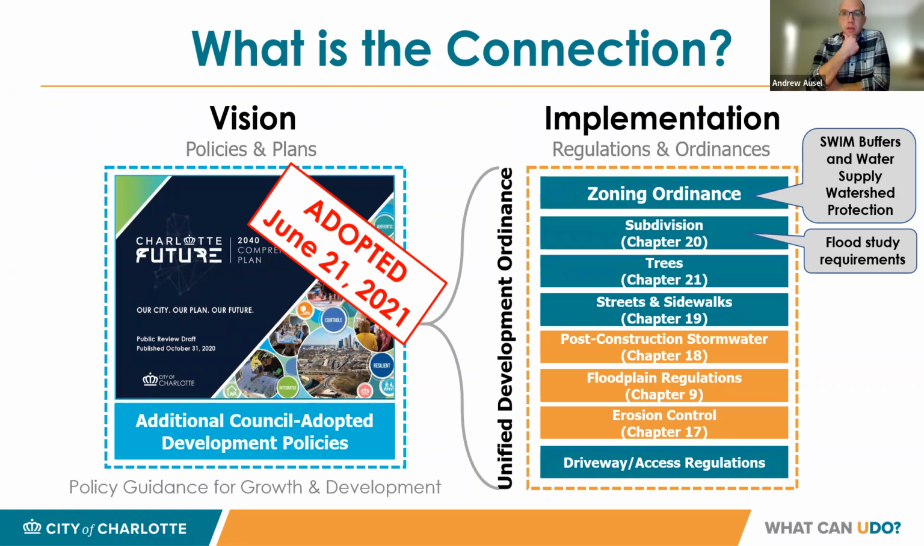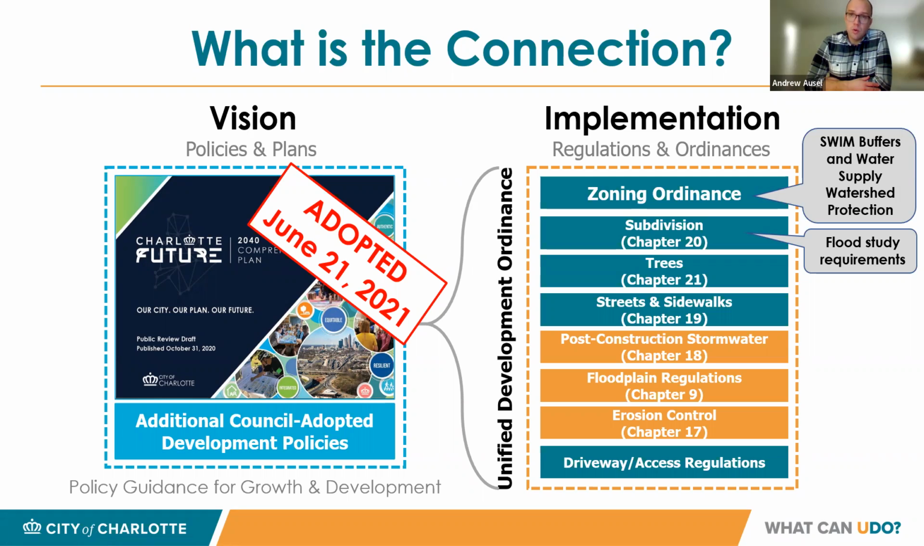In terms of how we're coming up with these standards, it's important to note that everything included in the UDO is in some form following city council adopted policy. One of those main policies was adopted in June of 2021. The Charlotte Future 2040 Comprehensive Plan has all of the policy guidance for growth and development that are being incorporated and referenced as we write standards for the UDO. And what you see here is a list of all of the ordinances that are in our existing codes, and what we'll be talking about today.